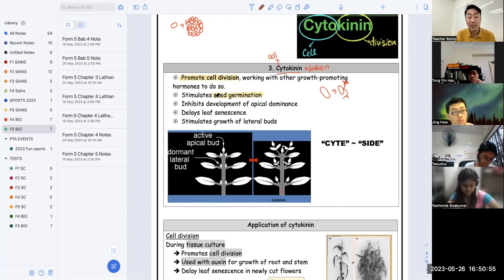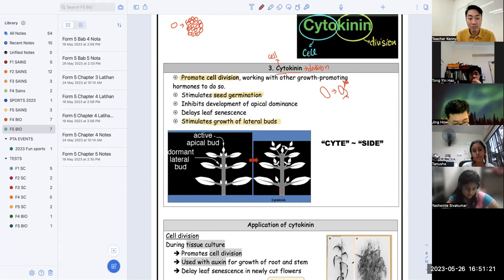Okay. Next. Just now auxin makes it grow taller. See what this is doing? It inhibits the development of apical dominance. They say if cytokinin is higher, it shuts off auxin. Okay. Shut off auxin function in apical dominance. Don't grow taller. However, it stimulates growth of lateral buds.